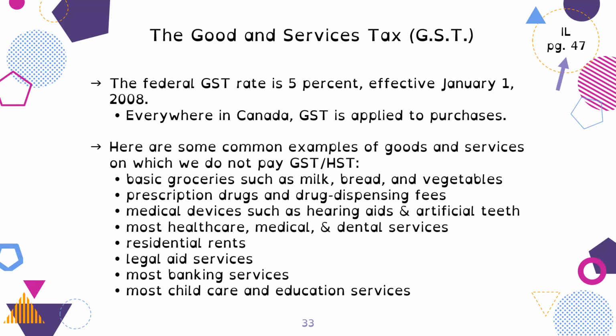But there are some examples of goods and services on which we do not pay GST or HST because it is something that is for basic living, and therefore we're not taxed on it. So basic groceries like milk, bread, and vegetables, things that are not processed, there's no GST or HST on it. Any sort of prescription drugs or drug dispensing fees, so medication, don't have those extra taxes. Medical devices such as hearing aids or artificial teeth, or most healthcare, medical, and dental services are not taxed with GST or HST.